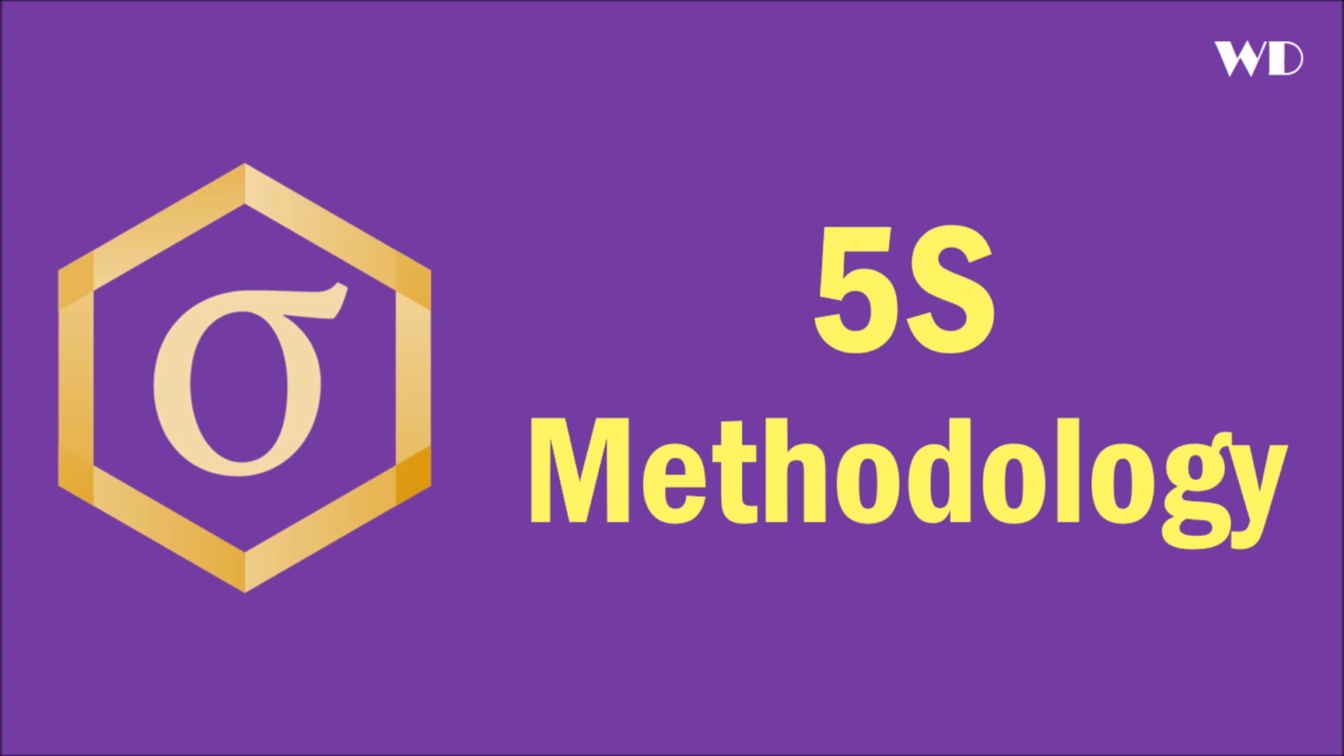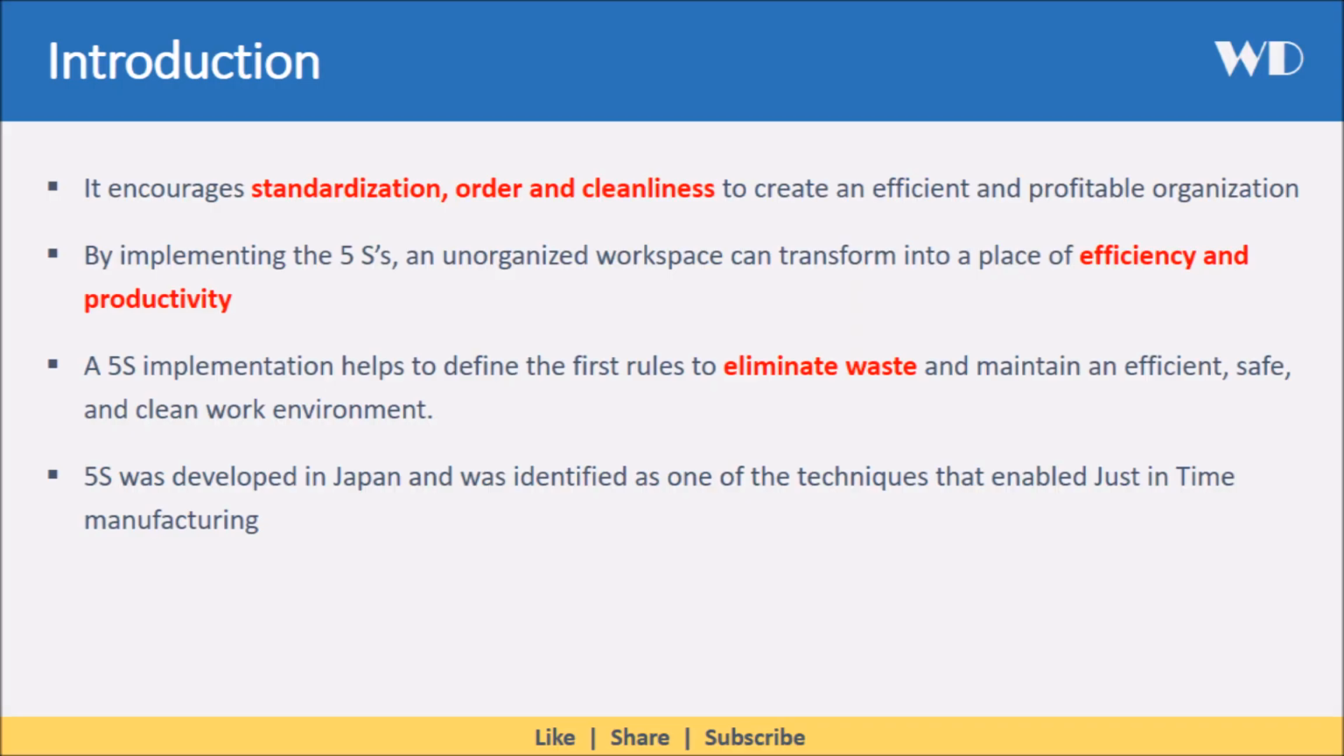At the core of Lean's continuous improvement is the 5S methodology. It encourages standardization, order, and cleanliness to create an efficient and profitable organization. A messy and unordered work environment encourages waste in all areas of a business. By implementing the 5S's, an unorganized workspace can transform into a place of efficiency and productivity.